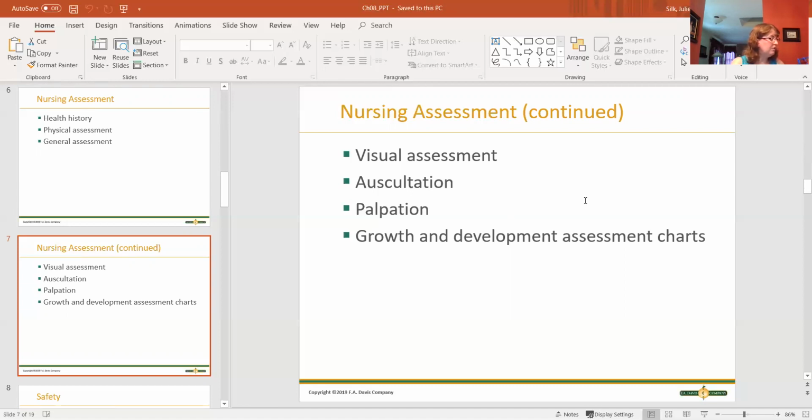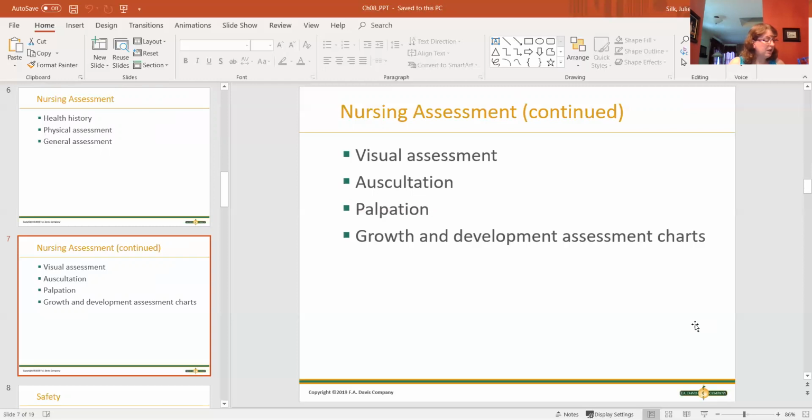Palpation, you want to check their abdomen for masses or tenderness. Pulses, make sure they have them and they're symmetrical and everything. Look at their scalp for fontanelles, which typically close by age 2. And then growth and development assessment charts. So again, those are kind of important. So you want to look at height and weight to see if they're appropriate for their age.